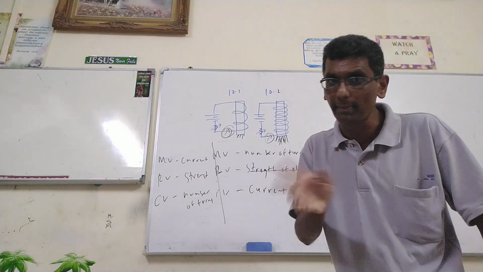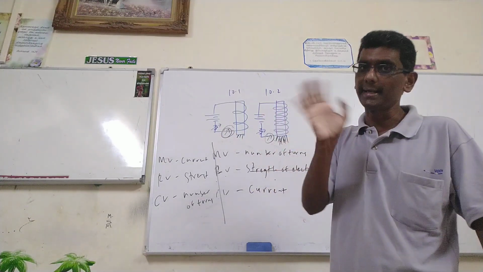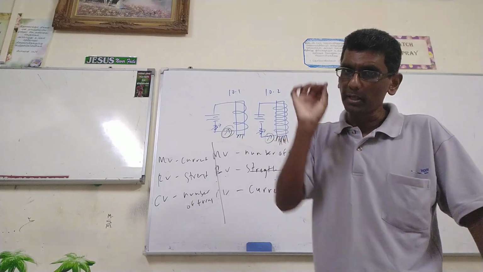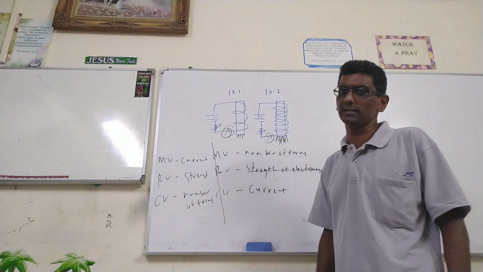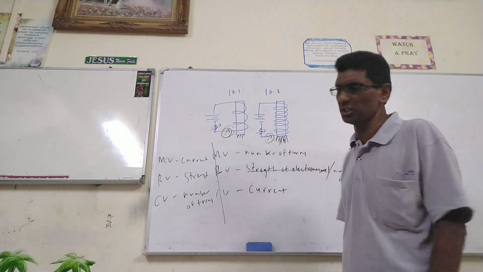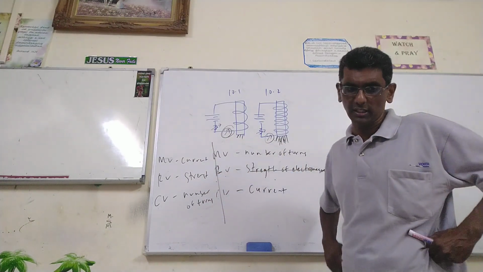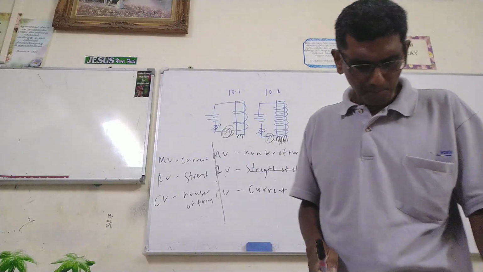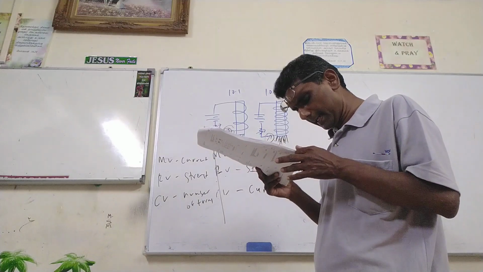Not by using 2 batteries or 3 batteries, no. Whether they use 1 battery or 2 batteries, battery is not a factor. It is by using the rheostat. The RV is the strength of electromagnet or number of pins attached, and the CV is the number of turns. So this is another type of Paper 3 question. Okay, the 3 questions we answered.